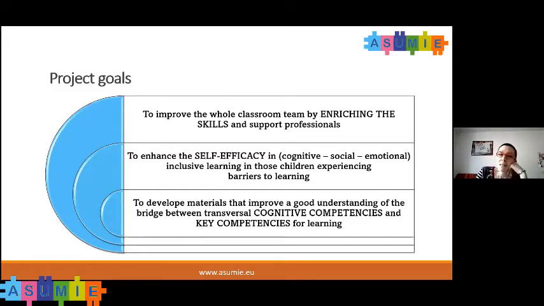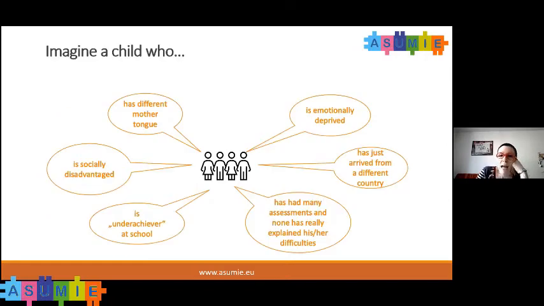But now let's have a look at another picture. And I would like you to imagine a child who has a different mother tongue, or maybe a child who is emotionally deprived, or a child who has just arrived from a different country and he or she is in your school or at your counseling center, because I know that you are from all different places and institutions.